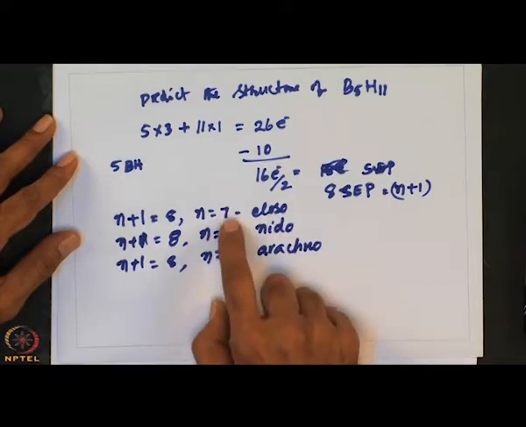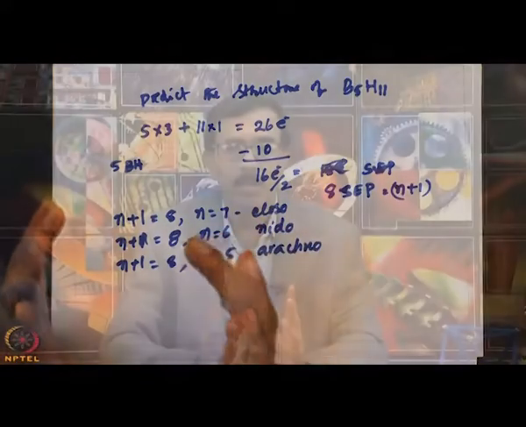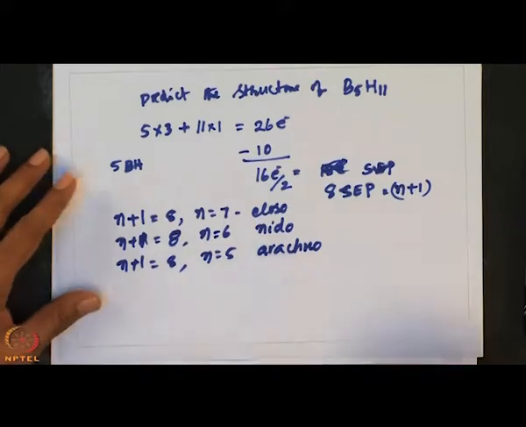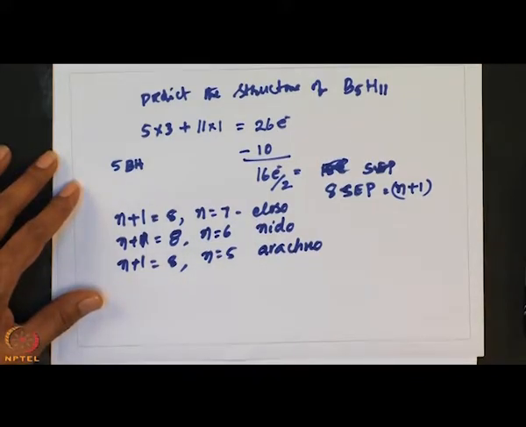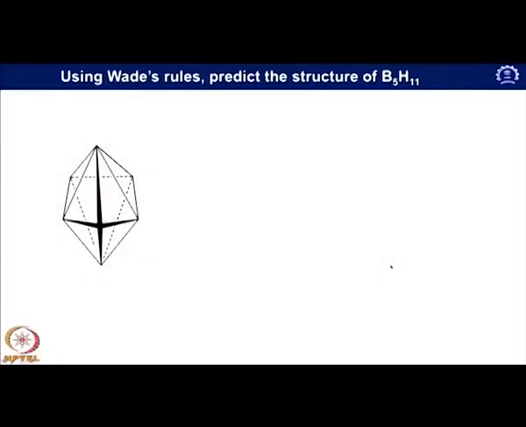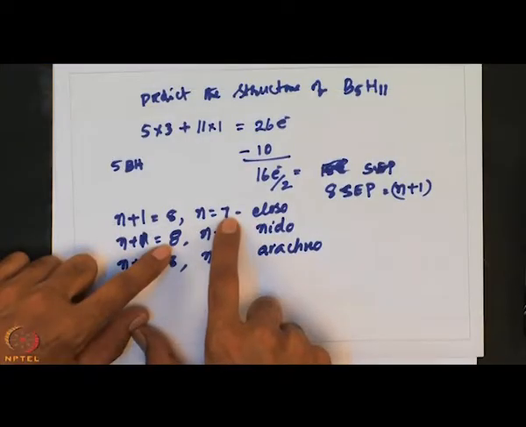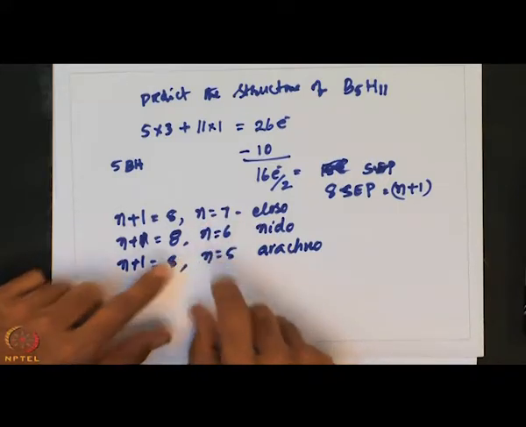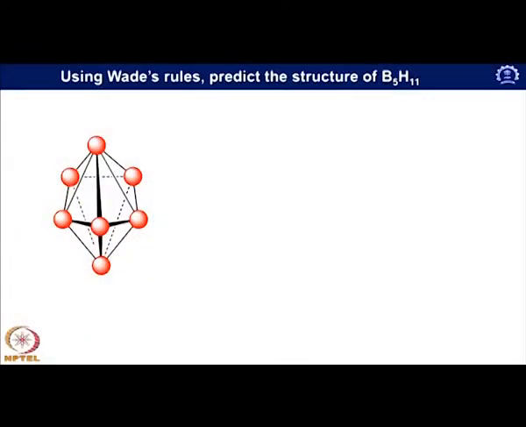Closo means here vertices should be 7. For 7 vertices, the polyhedron we can consider is pentagonal bipyramidal. From the pentagonal bipyramid, what we should do is take out 2 vertices. Let me show you how we can arrive at the structure. Now we are taking a pentagonal bipyramid here, because the Closo for that one has 7 vertices. And from this one we have to take out 2 vertices, and this is the Closo structure. This would have been ideal if we had 7 boron atoms. We do not have 7 boron atoms, we have now 5 boron atoms.